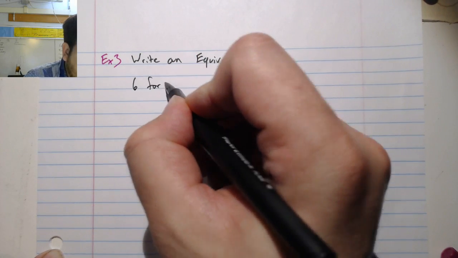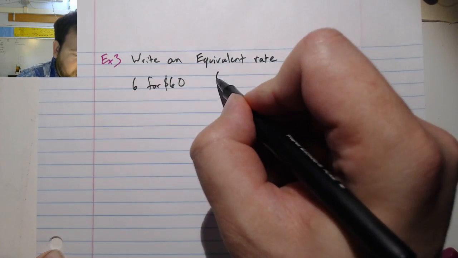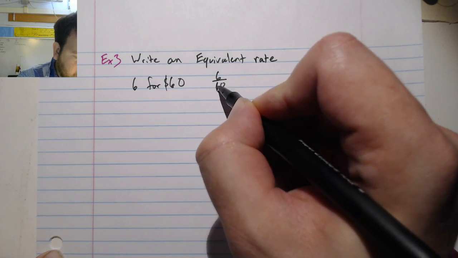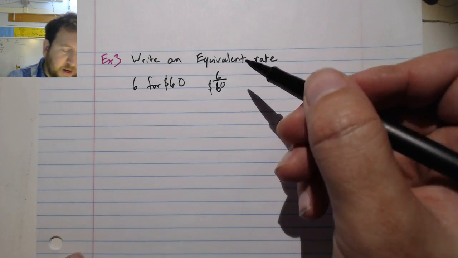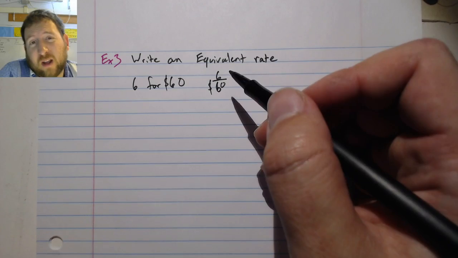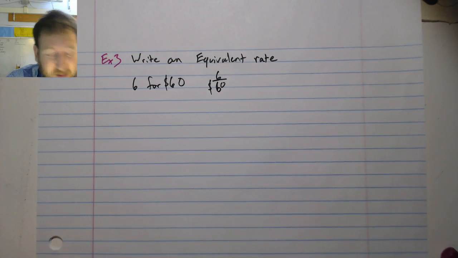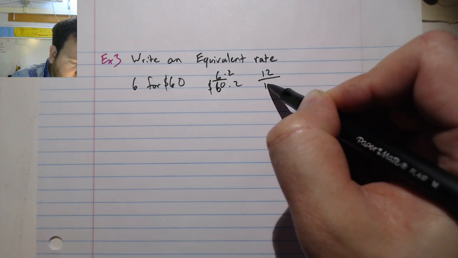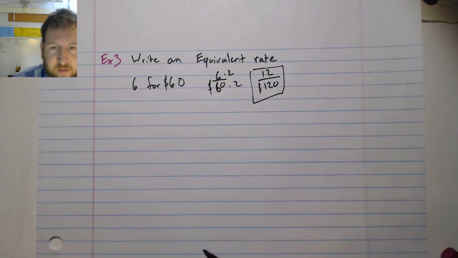6 for $60, I can definitely see that this is 6 for $60. Oops, made another mistake. And all I want to do is write this as an equivalent rate. It's like I'm writing equivalent fractions. So I can multiply or divide the top and the bottom by whatever I want, and it would end up with the same rate. Let's multiply both by 2. So I have 12 for $120. This would work, and this would give me an equivalent rate.